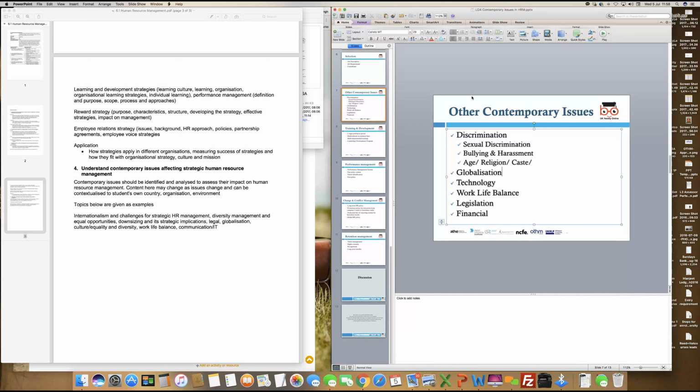So globalization in some large organizations with operations in various countries becomes a contemporary issue, because what they should have done is give some middle, junior and senior management the opportunity to work in other parts of the Tesco business.